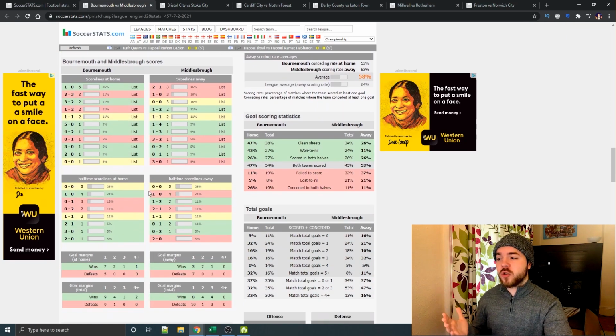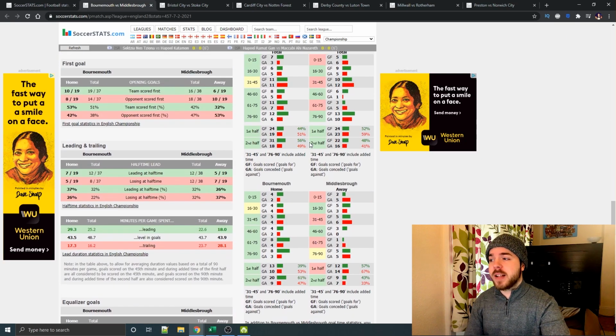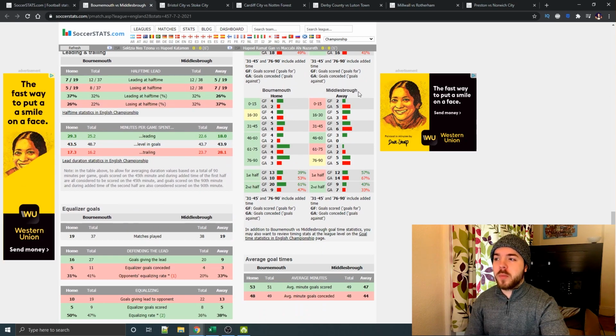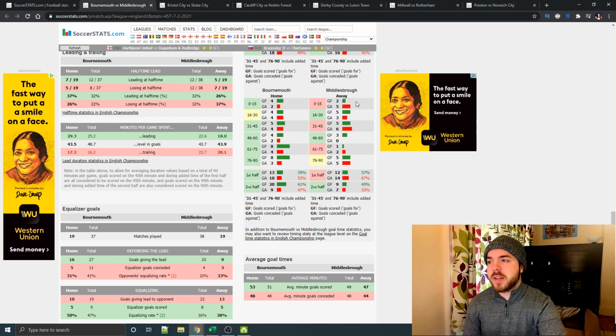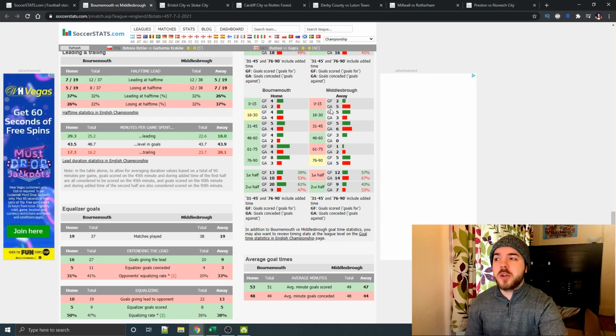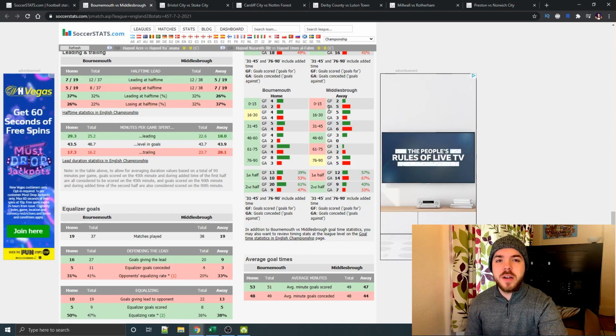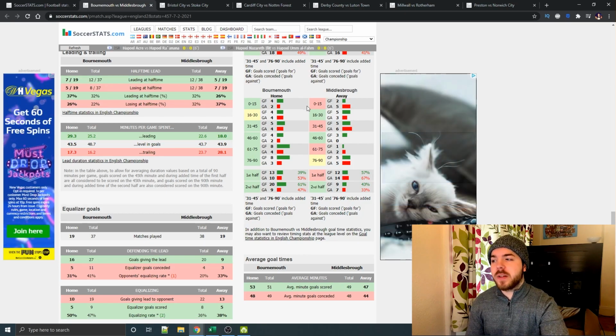So if you keep scrolling down, you'll see down here on the right hand side Bournemouth at home and Middlesbrough away. You can see when they score the goals and when they concede them. So Bournemouth have scored 4, conceded 2 in the opening 15 minutes. Middlesbrough have scored 2 and conceded 5 in the opening 15 minutes. So you can already see there, especially with the colour gradient, that it's not looking too good for this bet, because quite a lot of Middlesbrough's goals have actually come in the opening half an hour. And Bournemouth don't do badly in the opening half hour either.